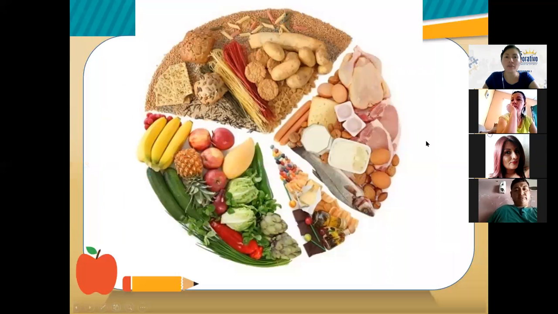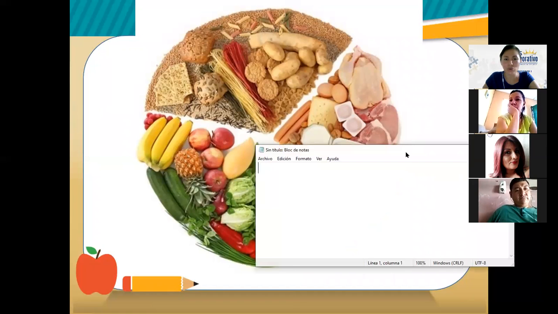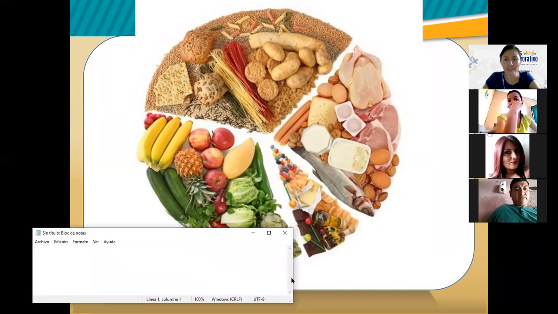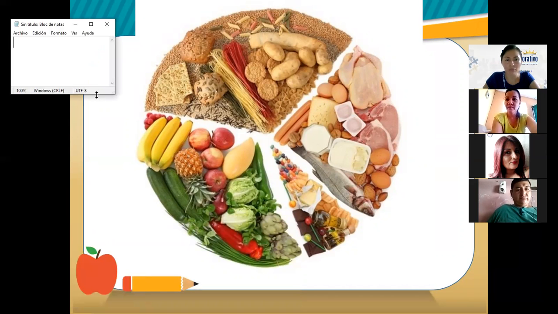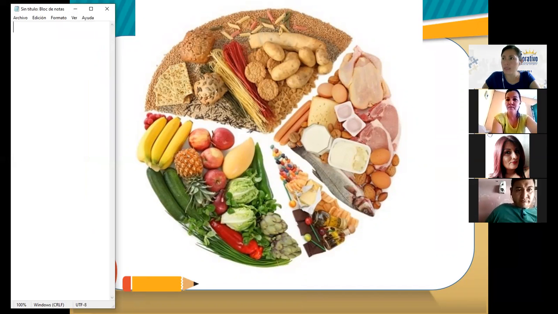Okay. So now let's take a look at the following picture. I want you to go to the chat and tell me about things that you can find there. I'm going to open a block de notas. Tell me the vocabulary words that you know. Si no la sabe, no hay problema. Aquí vamos a armar el vocabulario entre todos. Okay, I'm ready. So what are the words that you know from this picture? Let's begin.